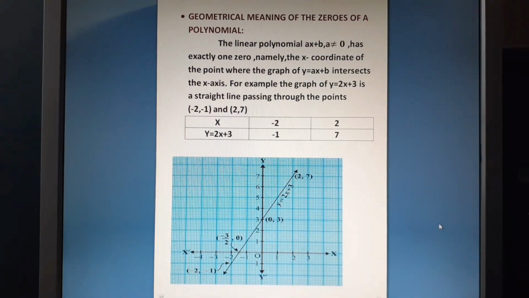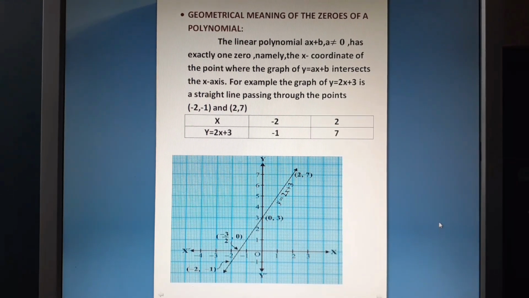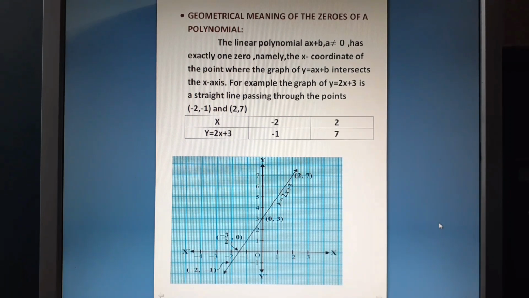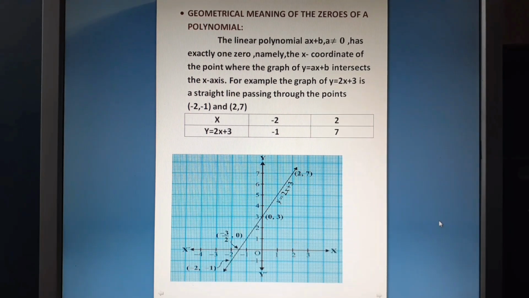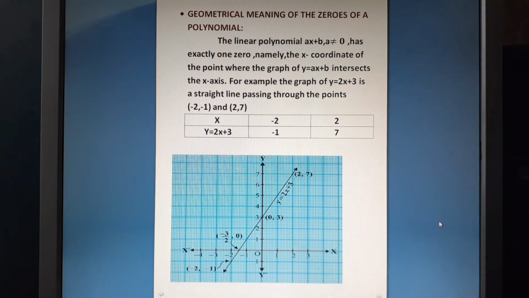Now we will see geometrical meaning of the zeros of a polynomial. A linear polynomial ax plus b, a is not equal to 0, has exactly one zero, namely the x coordinate of the point where the graph of y equal to ax plus b intersects the x-axis.